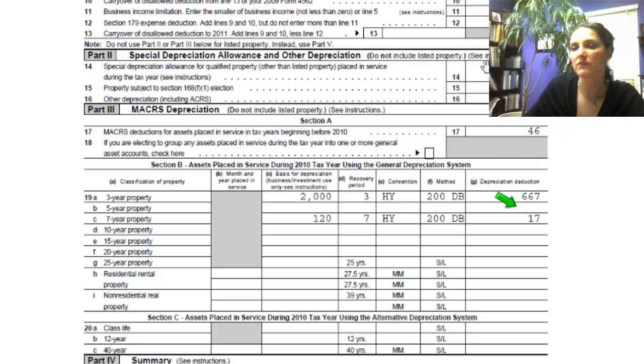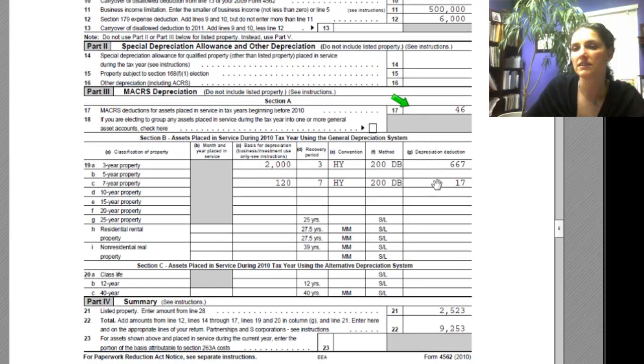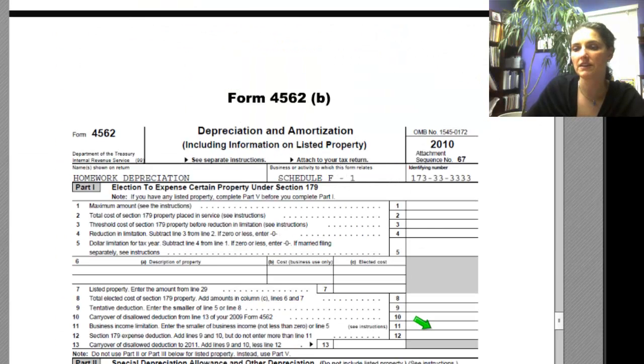Now it's time to total up all of our deductions. We have $6,000 of Section 179 expense, $667 for 3-year property, $17 for 7-year property, $46 for prior year property. Listed property from Part 5 is $2,523, and that leaves us total depreciation for this Schedule C business activity of $9,253. Let's take a look now at the farm activity.